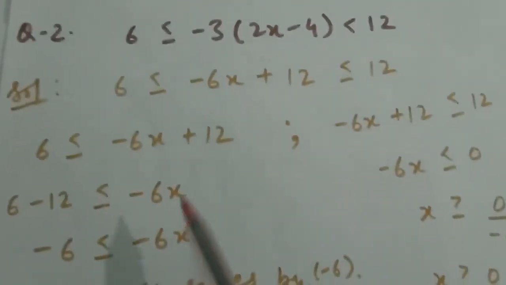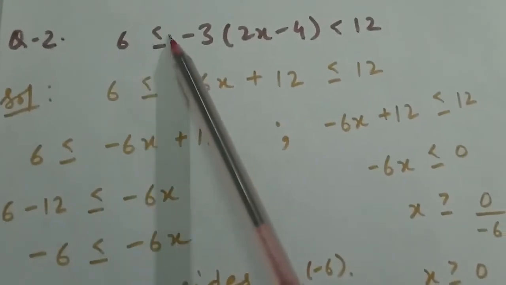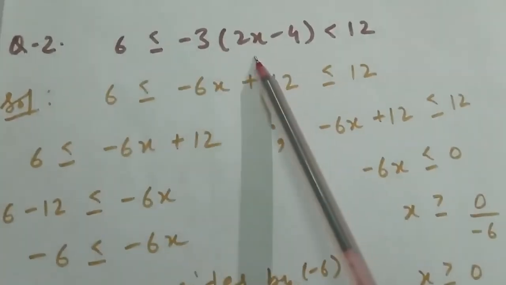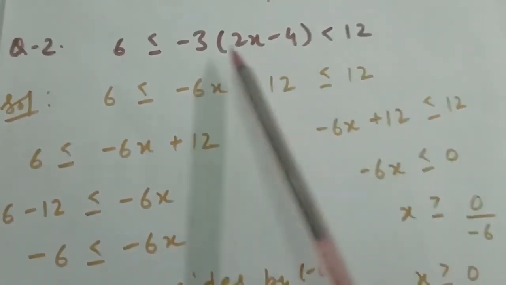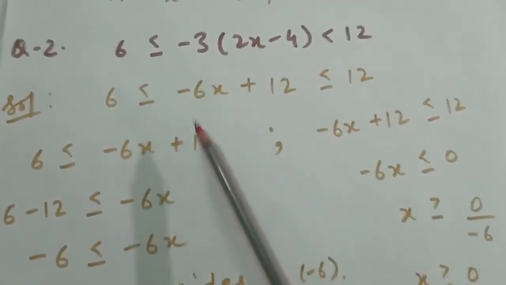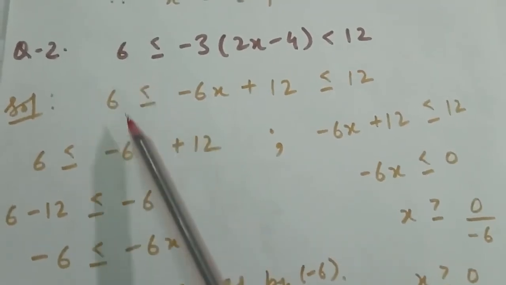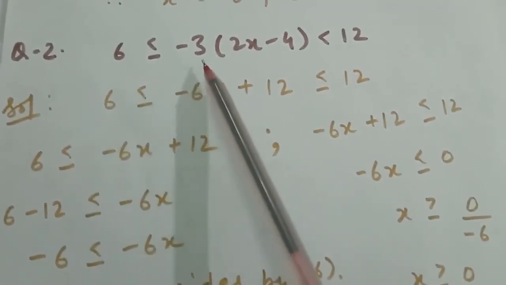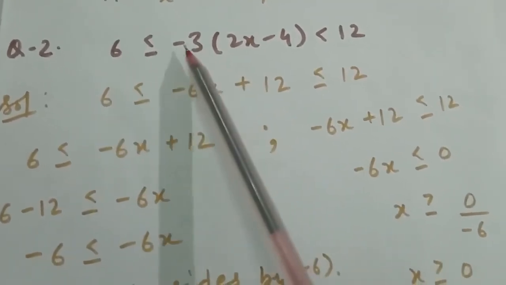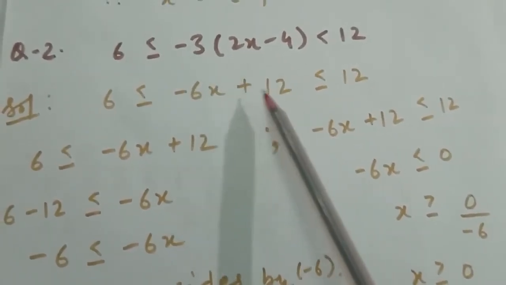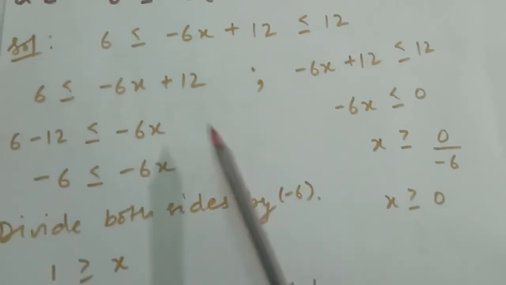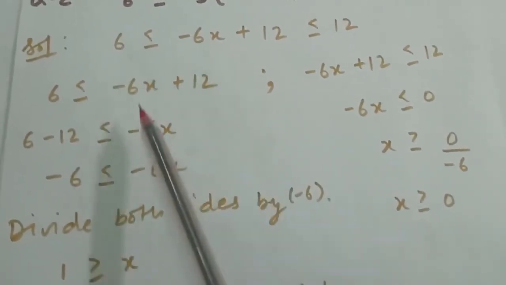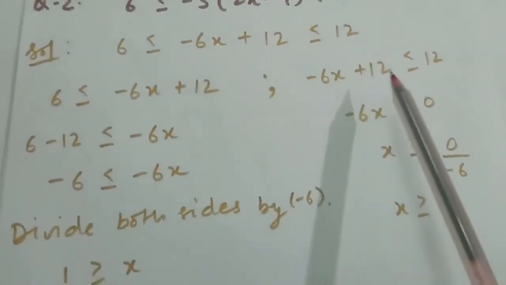Next is question number 2. 6 ≤ −3(2x − 4) < 12. So first of all, we'll solve this multiplication part. So 6 ≤ −6x, minus minus is now plus 12, ≤ 12. So we'll take both the parts. One part is this and another part is this.